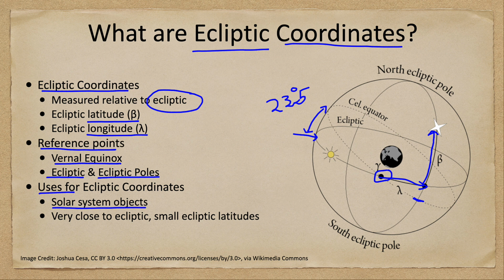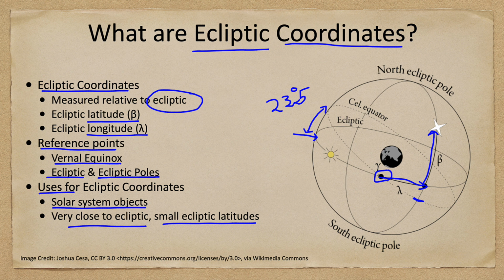The other objects in our solar system are going to always be very close to the ecliptic and will have small ecliptic latitudes, making this a very convenient coordinate system that we could use to measure the positions of, say, the planets or some of the larger asteroids or any other object that really stays close to the ecliptic. So that really applies to those type of objects, but could be used to use any object.